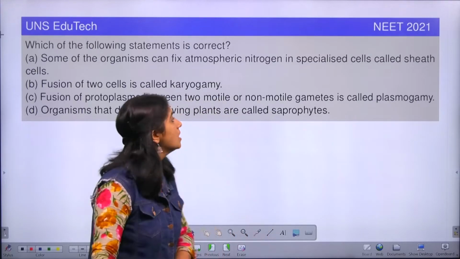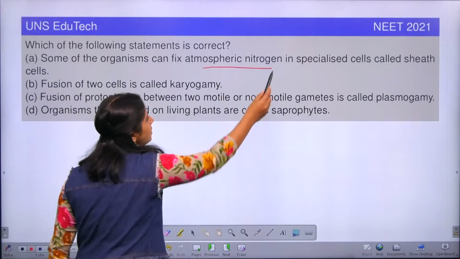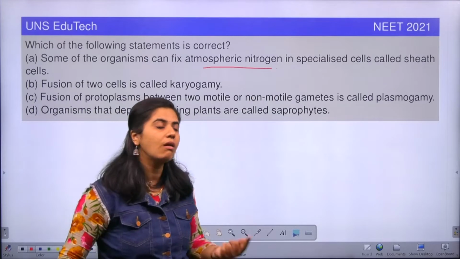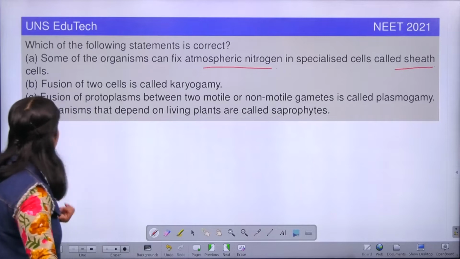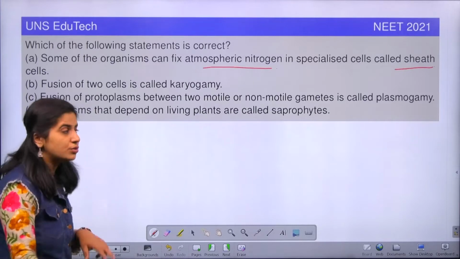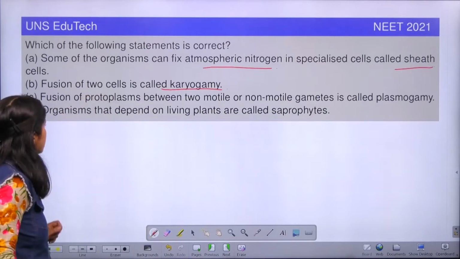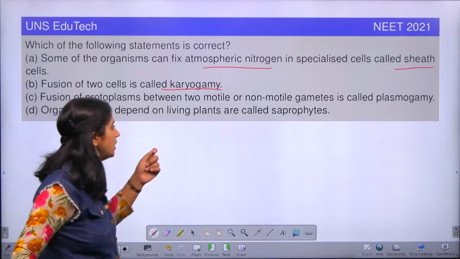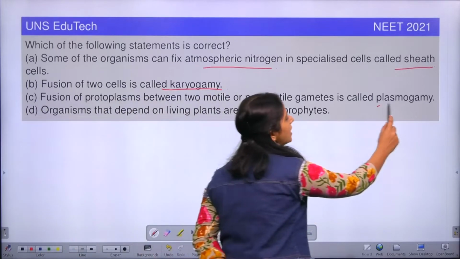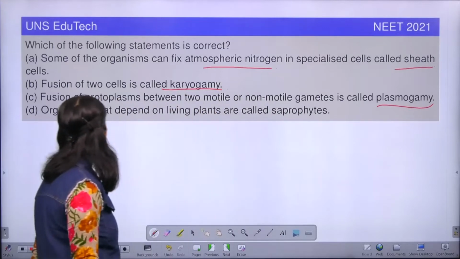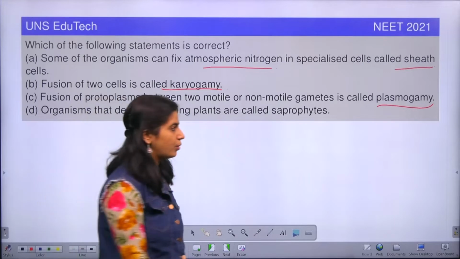The first option is, some of the organisms can fix atmospheric nitrogen in specialized cells called sheath cells. Second option is fusion of two cells is called karyogamy. Third option is fusion of protoplasm between two motile or non-motile gametes is called plasmogamy. And the final option is organisms that depend on living plants are called saprophytes.